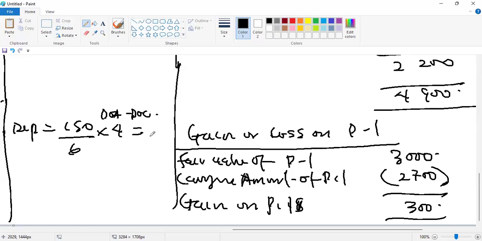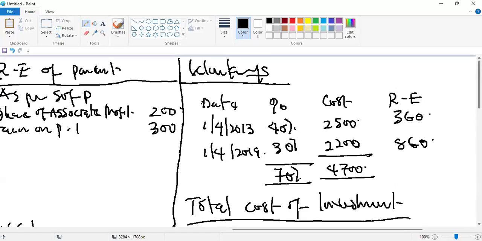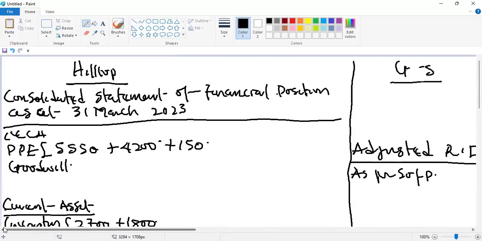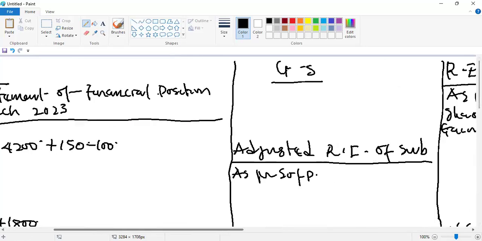150 divided by 6 times 4. What is it? 100. The one we have used, PPE. I will remove from the PPE by crediting PPE on the surplus we have used. Then depreciation, adjusted return of subsidiary, depreciation 100.